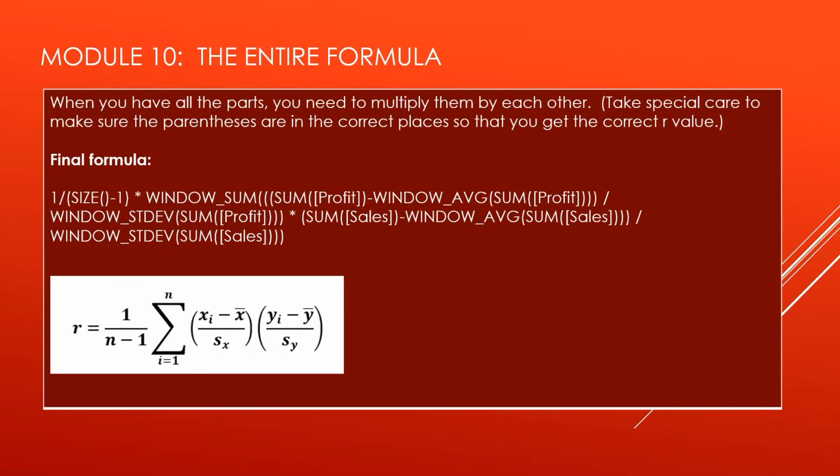Once we have all of the parts, you'd need to multiply them by each other. And the reason why I put this in the calculations is because parentheses is everything with this particular calculation. So I put this in the Word document so we can copy and paste it and make sure we get it right. But there is a reminder to make sure to take special care that the parentheses are in the correct places. So then I have the final formula, which is in that Word document, and a screenshot of the whole thing put together at the bottom. Now we're ready to go in and do it.